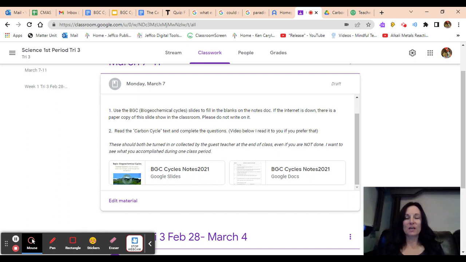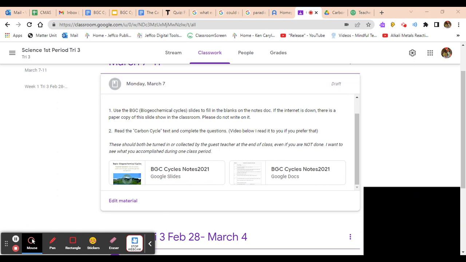So I know reading is not everyone's favorite thing, so sometimes it's easier or better to listen to it as well. So here is the carbon cycle text. You'll see this in the classroom on paper, and there's a copy for each person. So here we go. Here's your first paragraph.